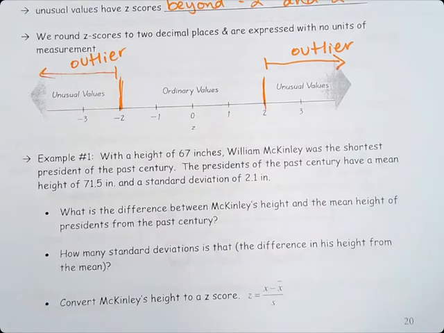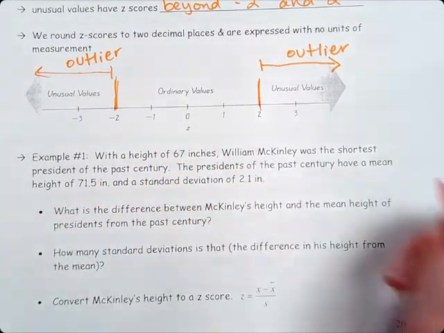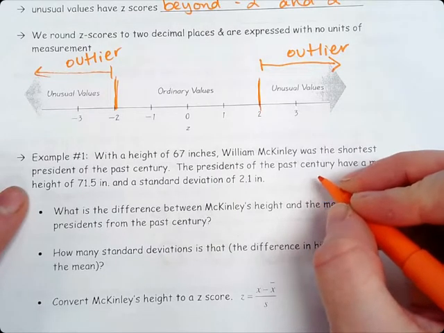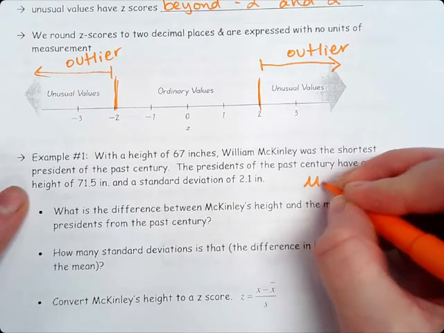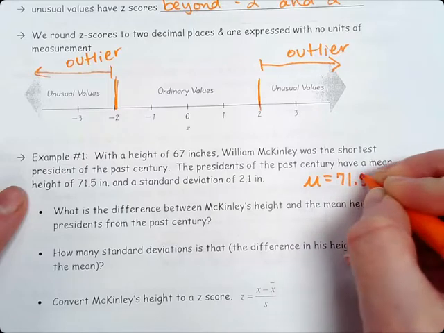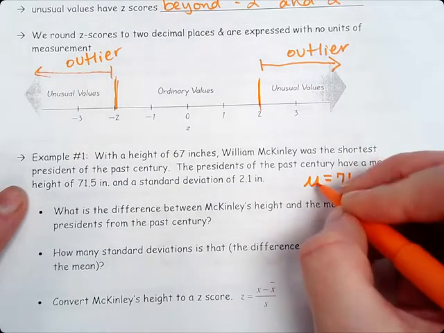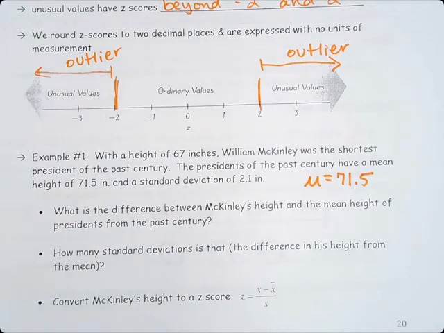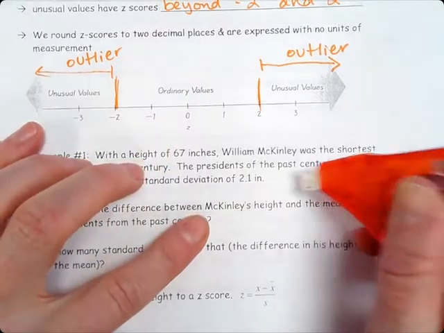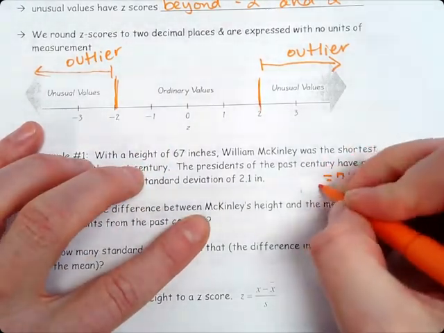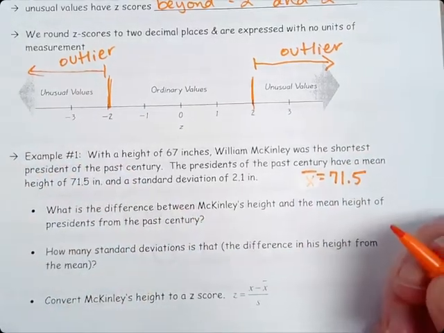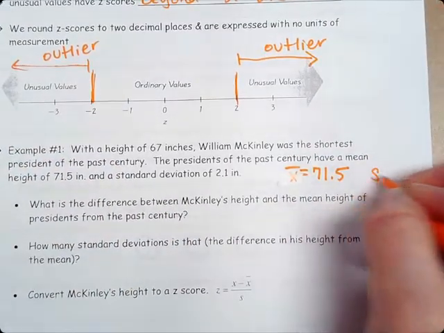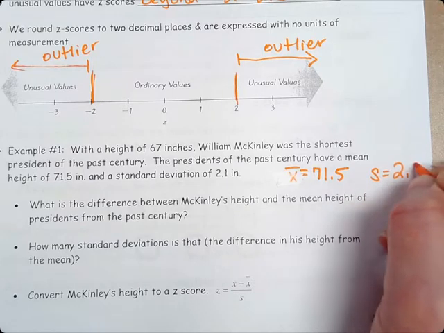So if we were to line up our data, you'd line it up from least to greatest, you'd find your mean, then you'd find out your standard deviation. They've already given that to us. So we can say our mean is 71.5. Or actually, let's use our X bar because it doesn't say it's the population, so we're saying it's a sample. So X bar is 71.5, and our standard deviation, the little s, is 2.1.